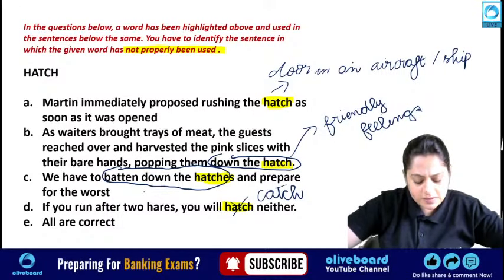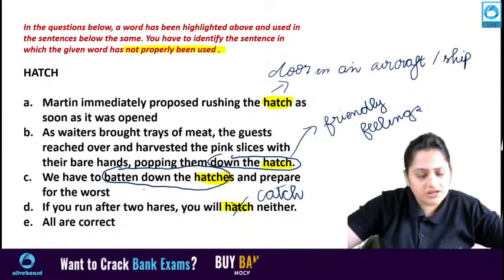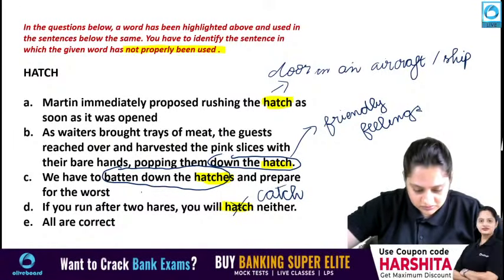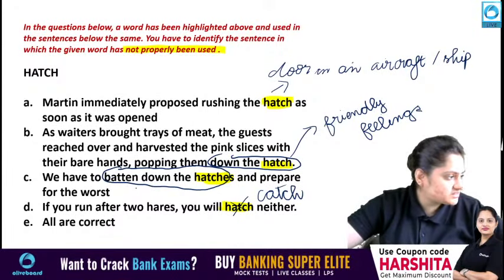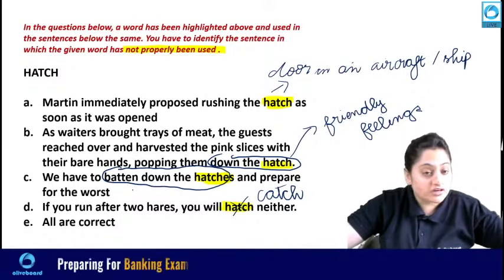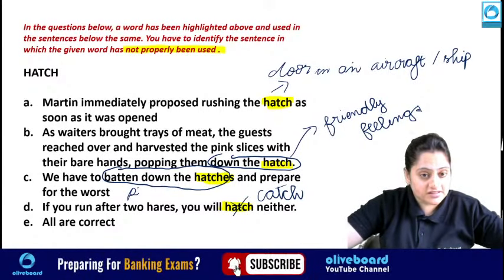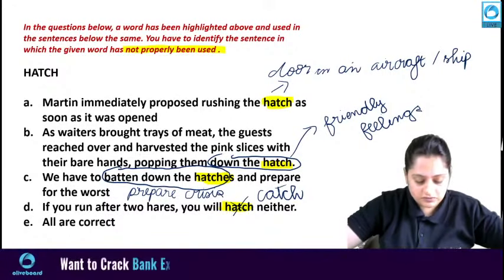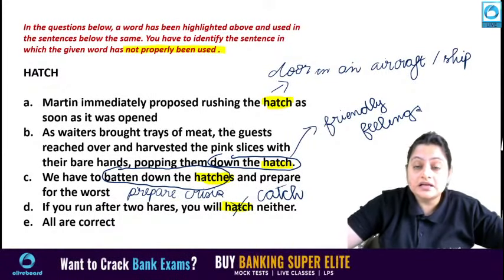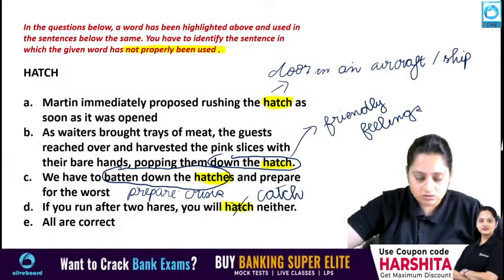Okay. Is this paper similar to SBI JA? Definitely it will help in SBI JA also. Okay. So to batten down the hatches means preparing for a difficulty, when you prepare for a crisis. Here it is written, prepare for the worst. Prepare for a crisis. Get ready to handle a difficult situation. We say batten down the hatches.